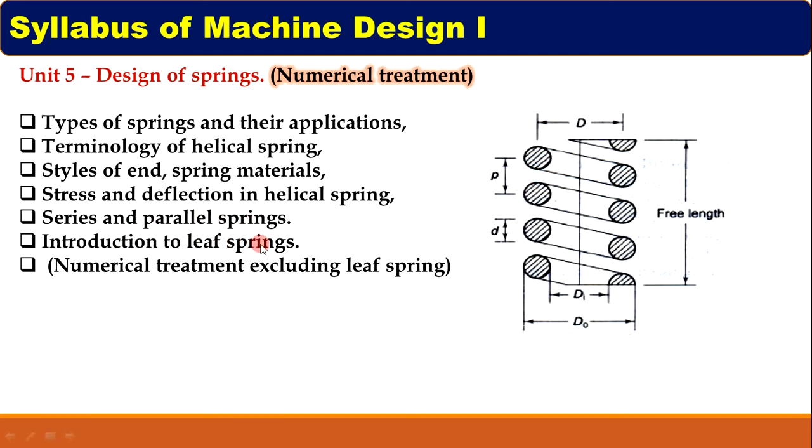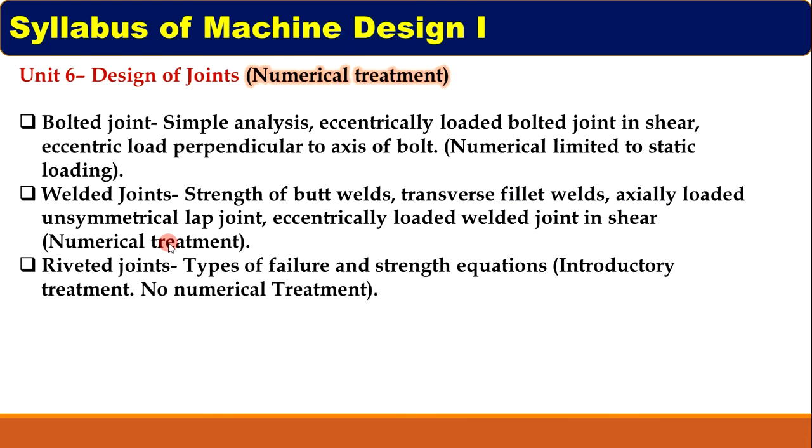And we know that the leaf spring is used in heavy duty vehicles because its stiffness is high. As the load is high, the stiffness required is high, and the leaf spring provides high stiffness. So this leaf spring we have to study here. Now this is about unit number 5, design of springs. Now the next and last unit is design of joints.